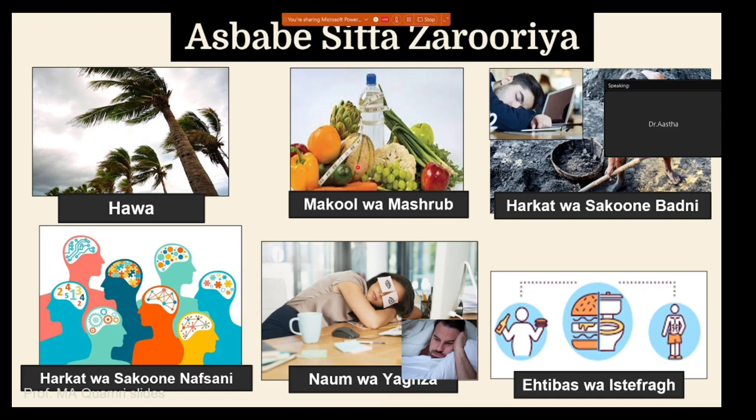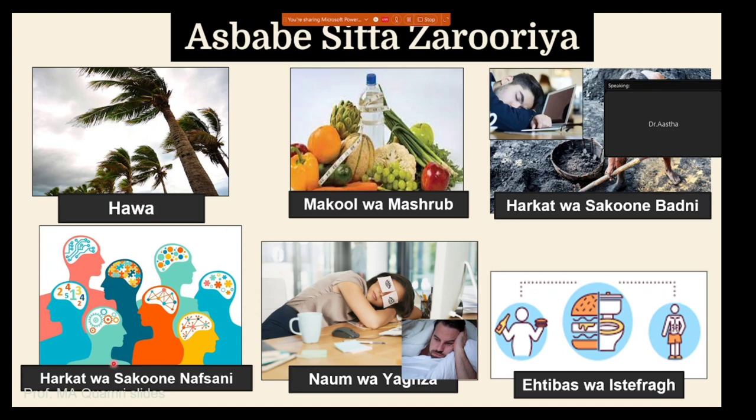Makul-o-mashroob means the eatables and drinkables, like food and water. Anything consumed in dry or liquid form comes under Makul-o-mashroob. Similarly, the third important essential cause is Harkat-o-sukun badani. This stands for bodily movement and repose, because every person should have some minimal body movement, and accordingly some minimal rest is required for the body. If this does not happen, people are likely to develop some abnormalities.